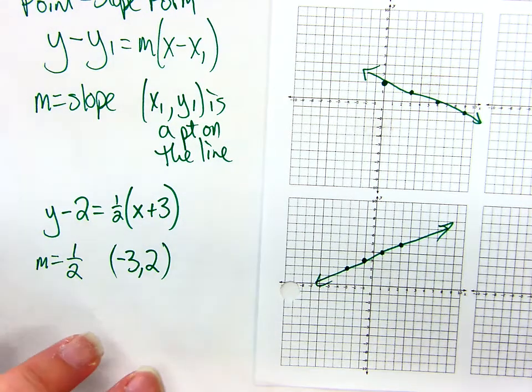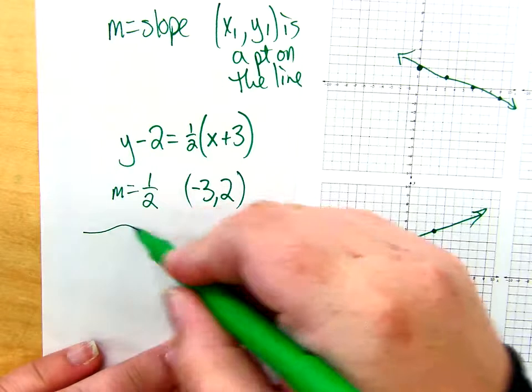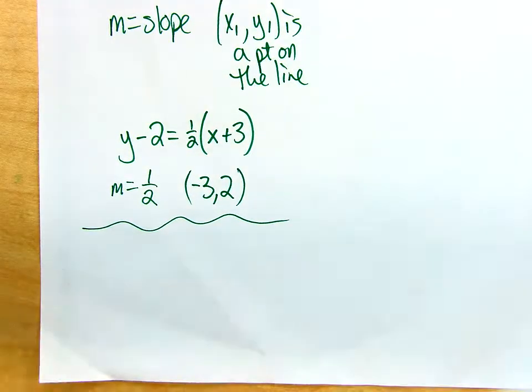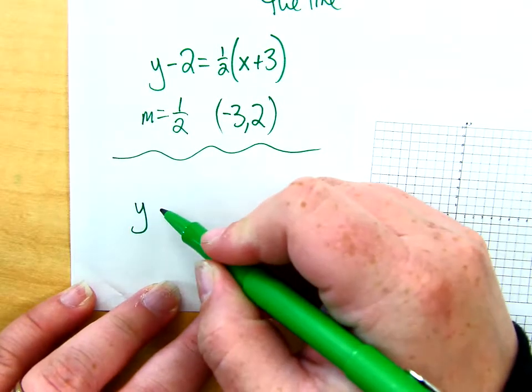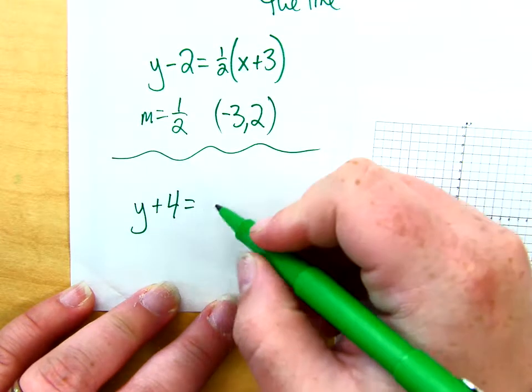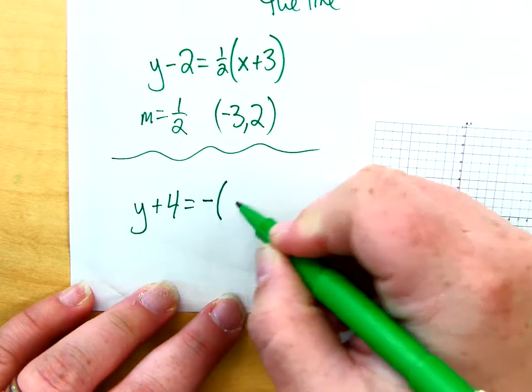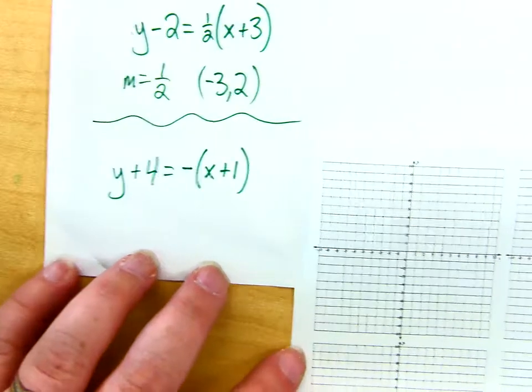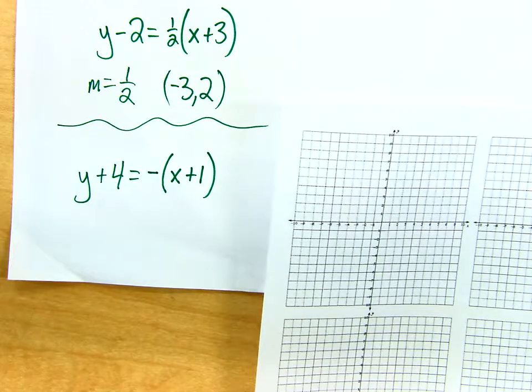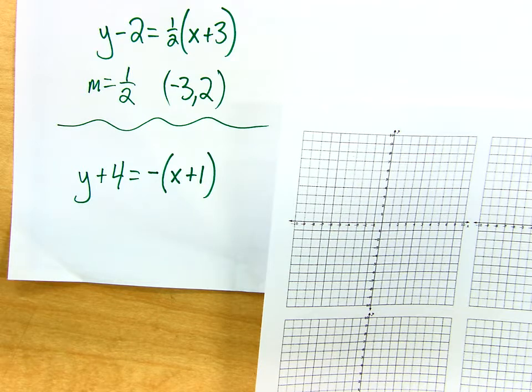So let's try another one. Say I gave you, I don't know, how about y plus 4 equals, I know, how about -x plus 1? Something like that. So extract the two pieces of information that you need from there. Figure out what the slope is and figure out what the other random point on the line is. Once you know the point on the line, plot it and then follow your slope and you're done.